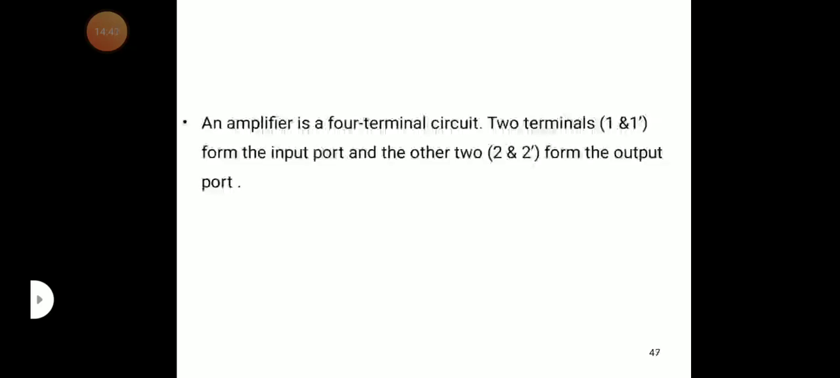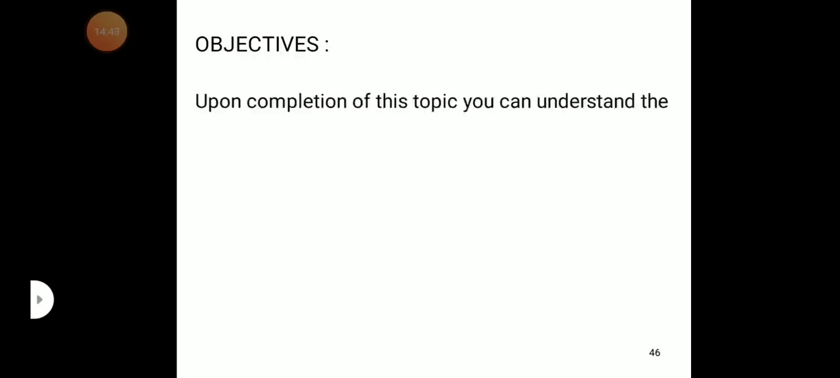So this is a simple introduction about the amplification of the circuit. Now we try to discuss different configurations. We need to know how we can connect and all those things. My objective is that after completion of this topic, we need to understand three transistor configurations.